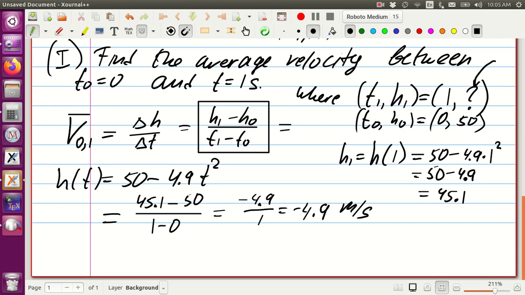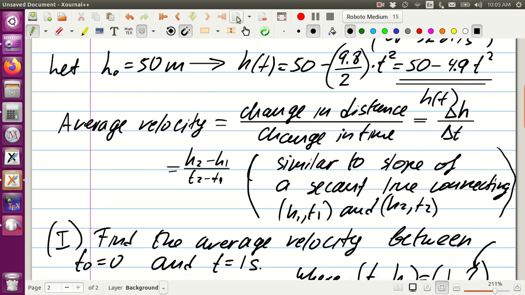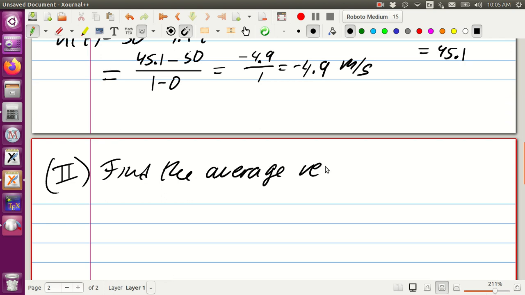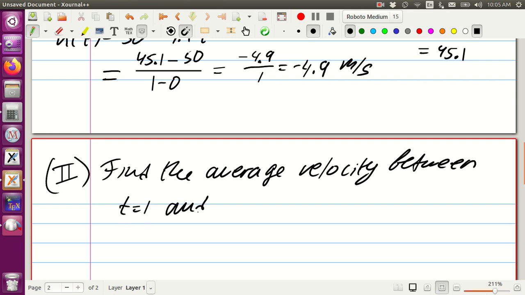All right, so let's do the second task. In the second task, we need to find the average velocity between t equals 1 and t equals 2. So if we want to calculate the average velocity between 1 and 2, we have to take h of 2, subtract h of 1, and divide by t2 minus t1.